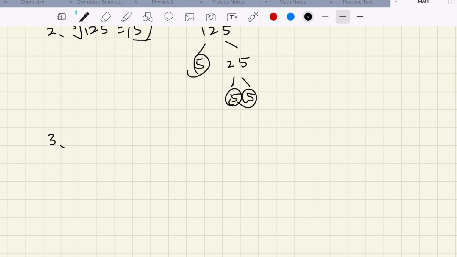Let's try another problem. Let's try 343. The cube root of 343. Write 343 at the top. Now, it might be quite hard to find some factors, but take your time.